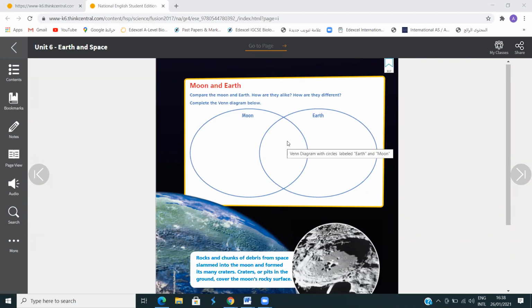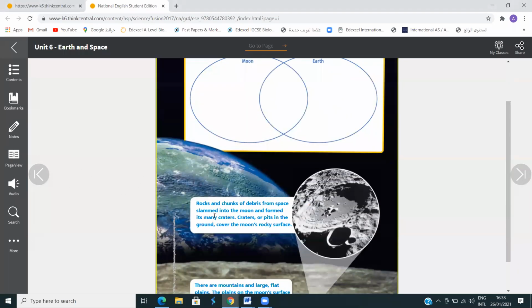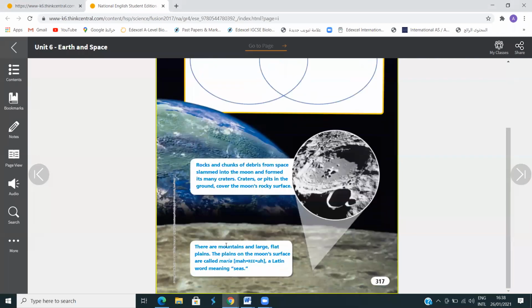Here in the image, just to understand, there are rocks and chunks of debris from space slamming into the moon and forming small craters. Craters are pits in the ground, like cavities. You know, there are mountains and large flat plains. Do you see the image here? That's from space. Plain means something not up and down, straight. On the moon surface they are called Maria. You pronounce Maria. What is Maria? They are plains on the moon.